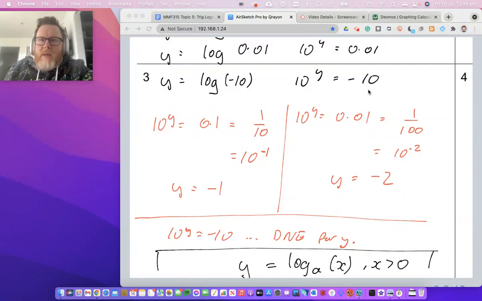We're going to assume a positive base. Now, you could have a fractional base. You can't have a negative base, and I've covered that in a different video.